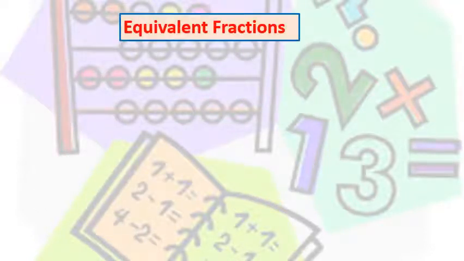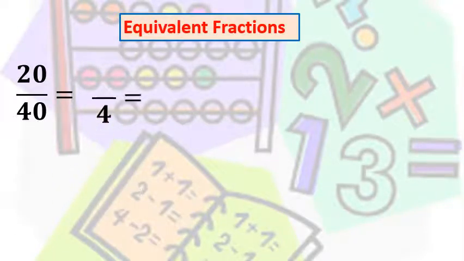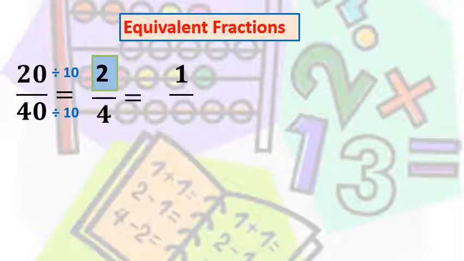More examples on equivalent fractions. Let's take the following. 20 over 40 is equal to what over 4? It's equal to 1 over what? Let's think. How did the 40 become a 4? Did the number get bigger or smaller? Since it became smaller, this means we divided. Divide by 10, the answer is 2.